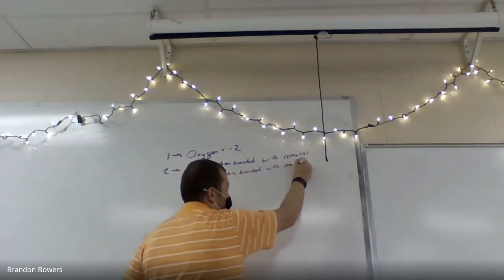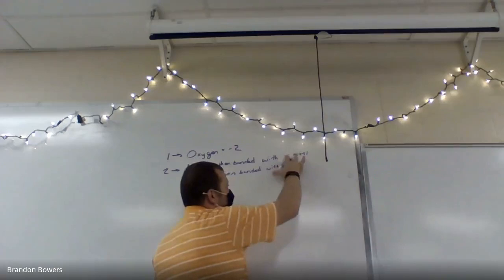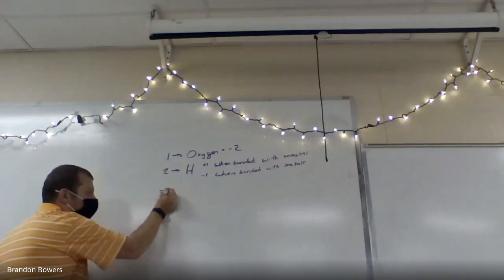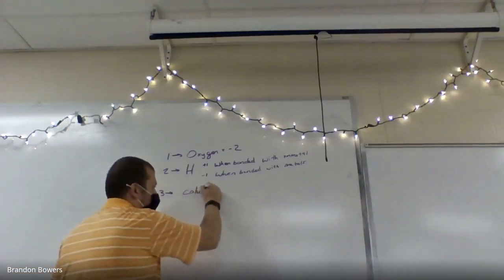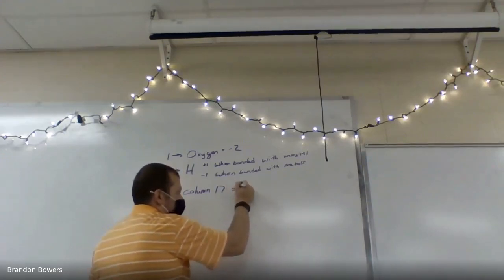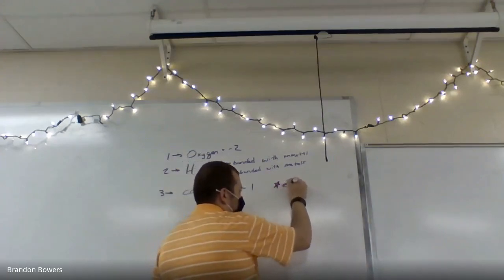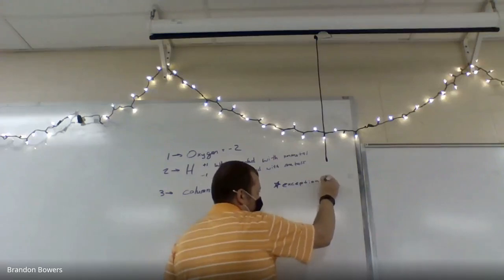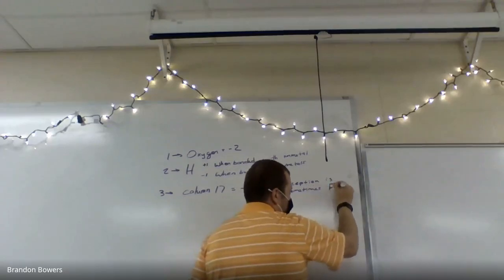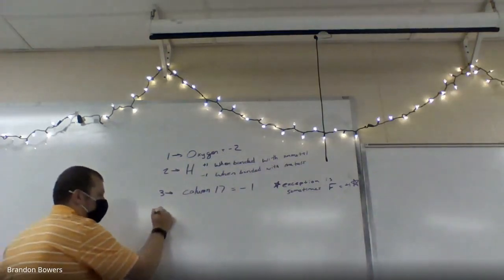What about metalloids? Depends on which metalloid it's bonded with. It varies. Okay. Rule number 3. Column 17 is -1. There is kind of one exception, and that is sometimes fluorine. Fluorine can be a +1 sometimes.